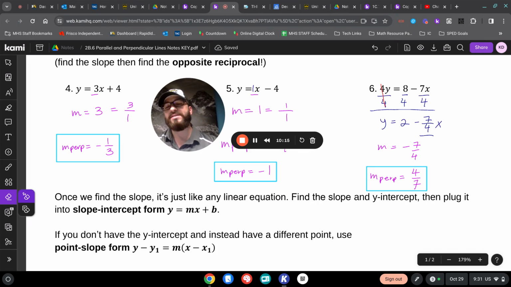Y minus y1 is equal to m times x minus x1. So we're going to do some practice where we're not just finding that parallel or perpendicular slope, but then we're also going to write an equation with that new slope. So we're going to combine the writing skills we did in the last 2 days with our parallel and perpendicular that we're exploring today. So let's go check it out, see what that looks like.